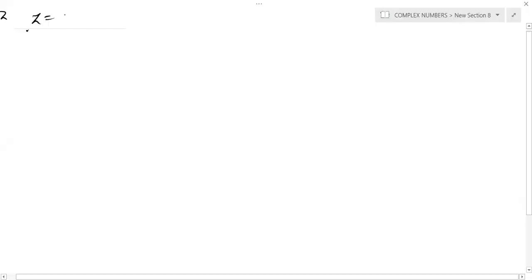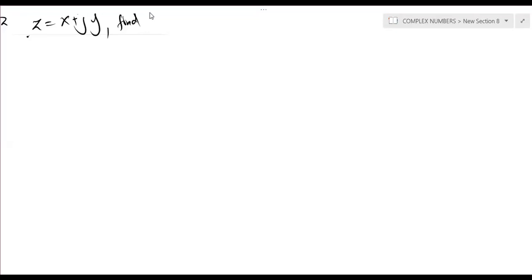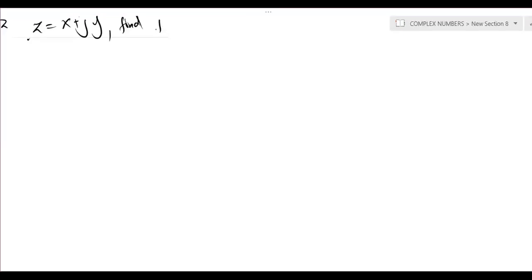Given that z is equal to x plus jy, so this is example number 2, find the locus defined by arg z is equal to pi over 4. Okay, fine. So from whatever we already wrote in the definition, arg z is basically theta, which is given by tan inverse of y over x.